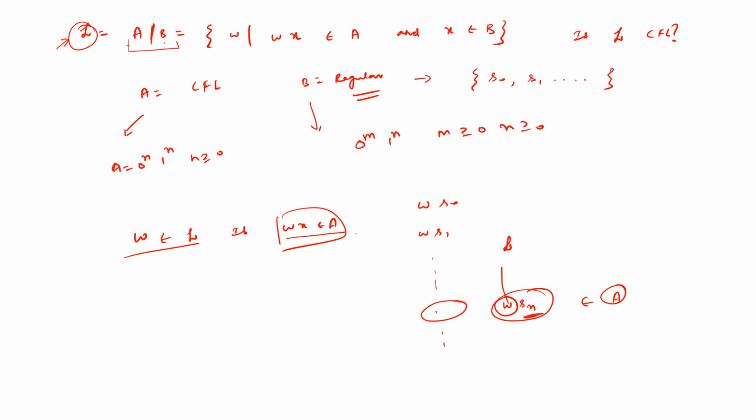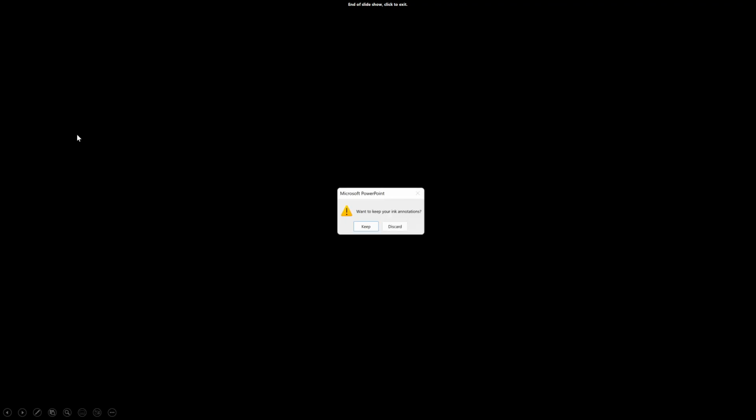Trivially, if epsilon belongs to B, then this is trivially context free. Do you see why? If the empty string is a part of language B, then this language is trivially context free. Do you see why? No? Okay. Let me add a slide maybe.